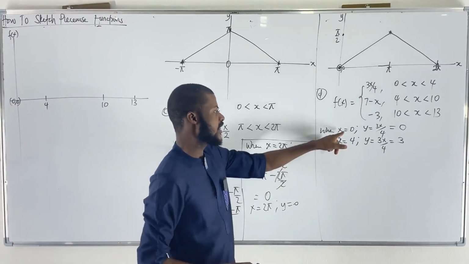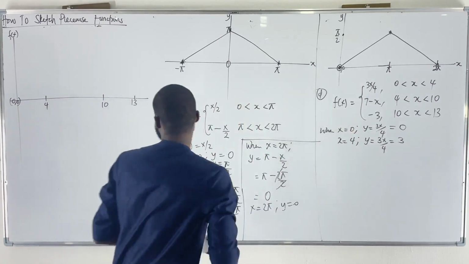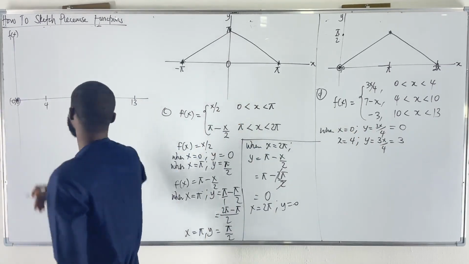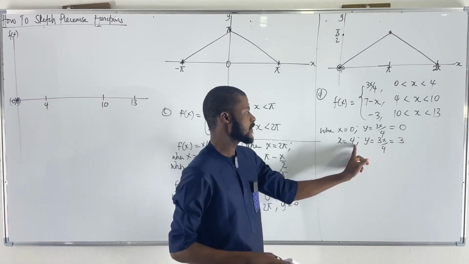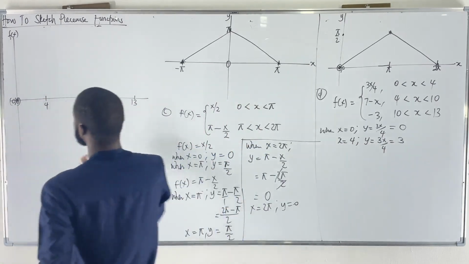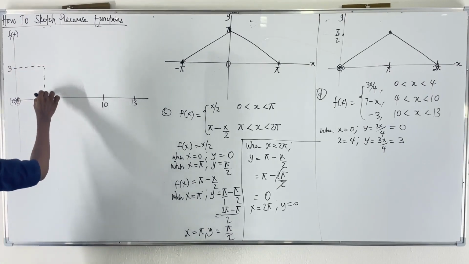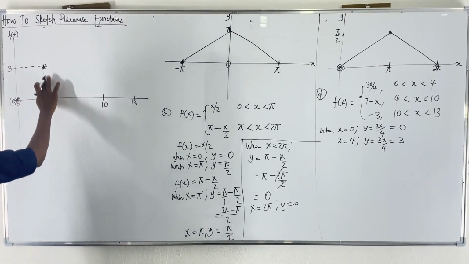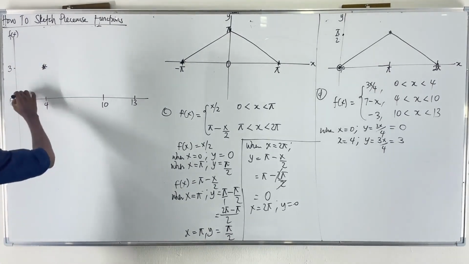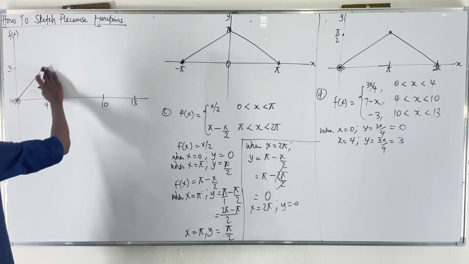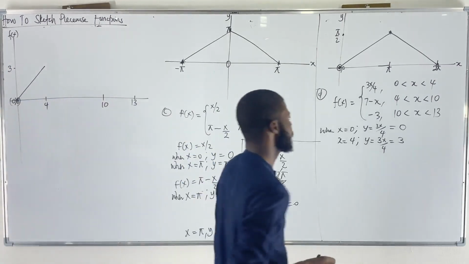So right now we have the first one. The first one that we have was 0 and 0. So that's the origin. Then when s was 4, y was 3. So this is 3 here. When you trace this point, it's going to be here. So I have this guy like this. Okay, so that's for the first part.